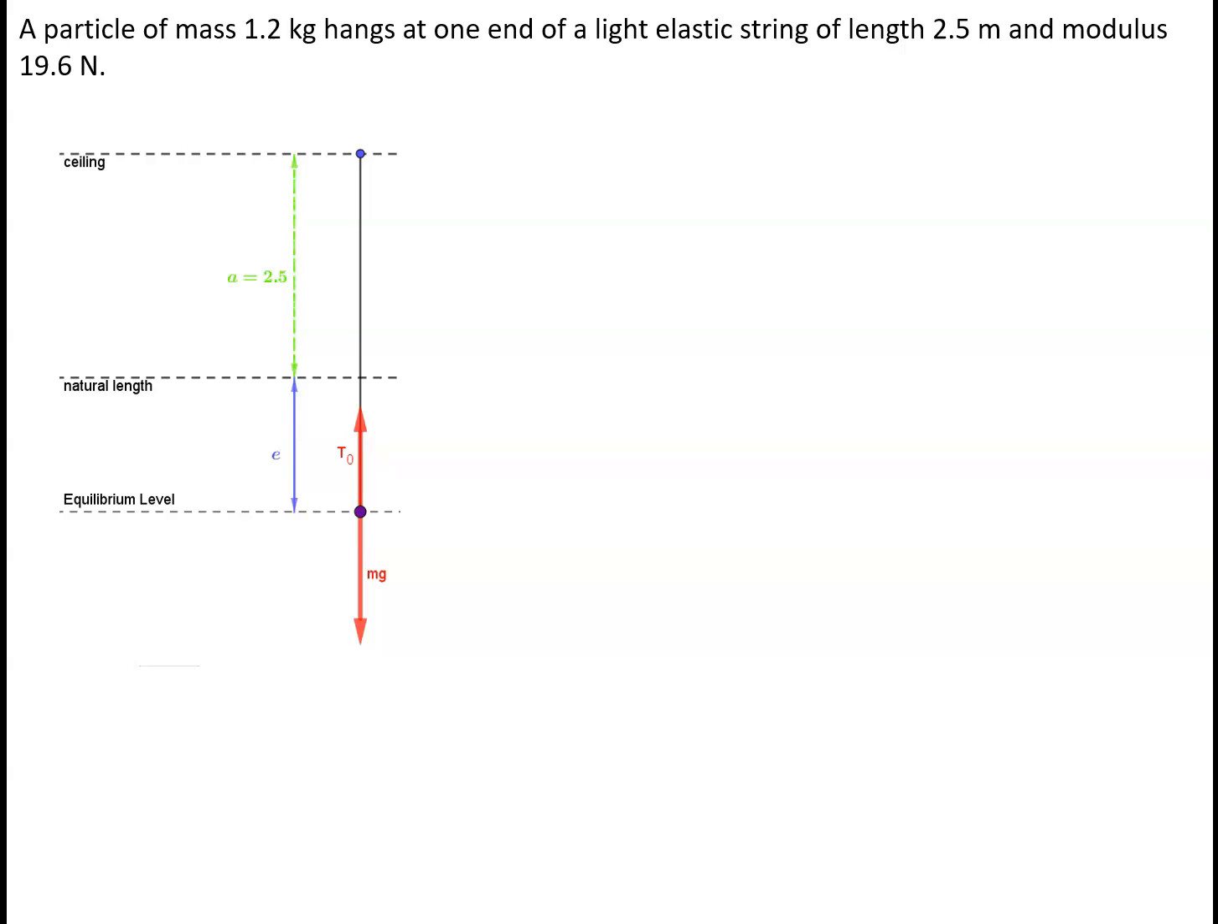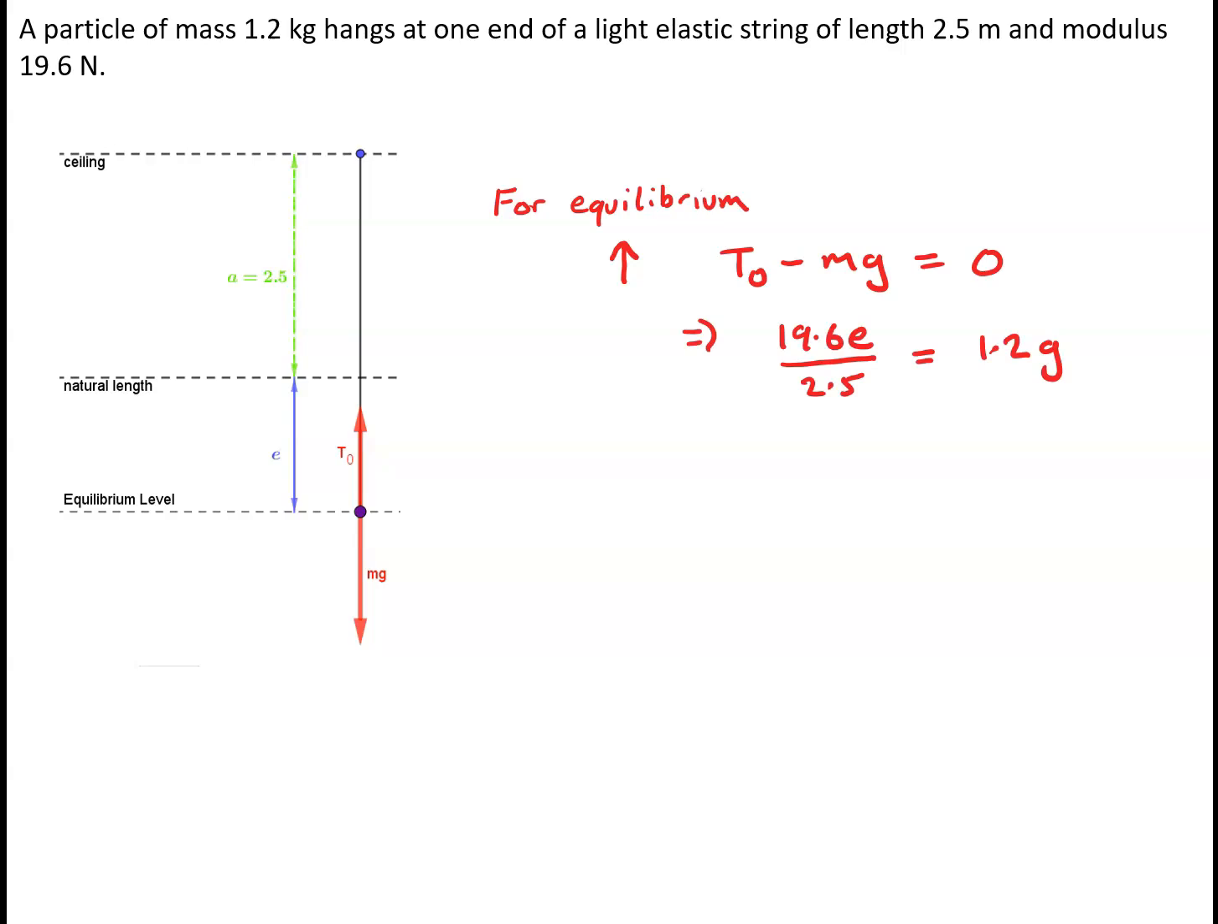Now in Unit 3 we discovered how to find the equilibrium level for the particle. So for equilibrium, using Newton's second law, vertically upwards, the tension in the string minus the weight of the particle must equal 0, because there's no acceleration in the equilibrium level. So T naught has got to equal mg.